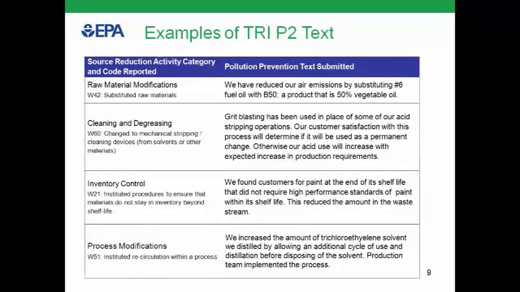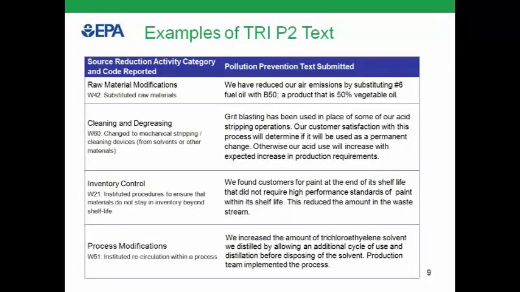So this slide, I have just a few more examples of how you can see how the codes and the free text optional field work together. So on the left are some of the example codes. They fall into broader categories like raw material modifications or process modifications. So these are what's required to be reported if a facility implemented any of these activities.